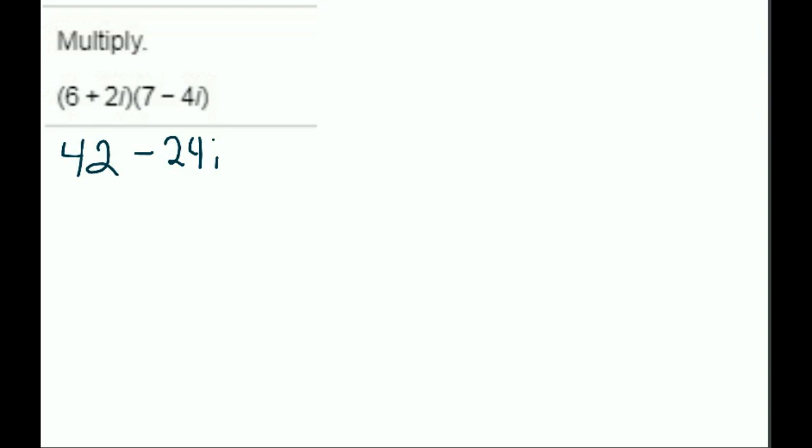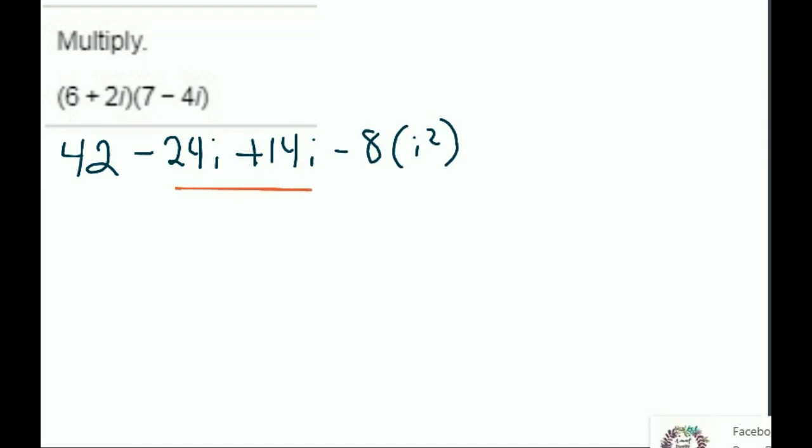2i times 7i is 14i squared. And 2i times -4i is -8i squared. So there are two critical steps to this. First, remember, we've got to combine these imaginary parts right here. And the other thing we have to deal with is this i squared. And remember, i squared is equal to -1.